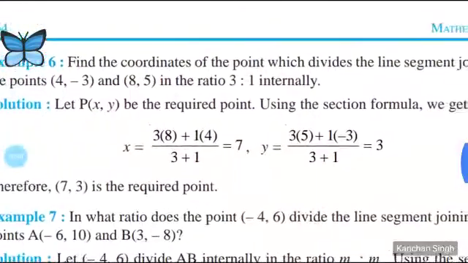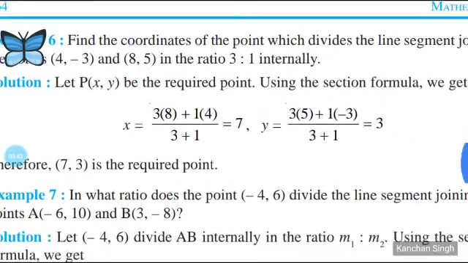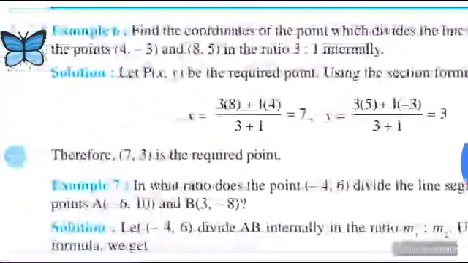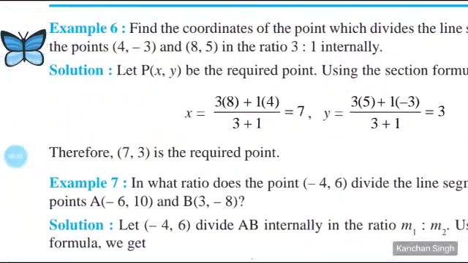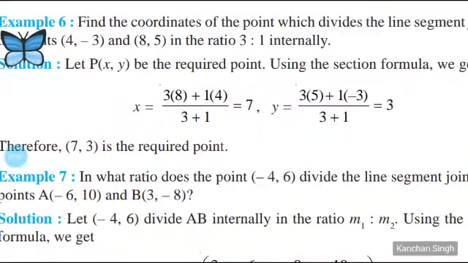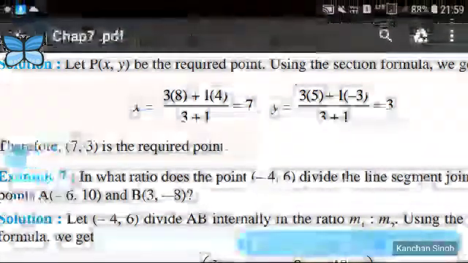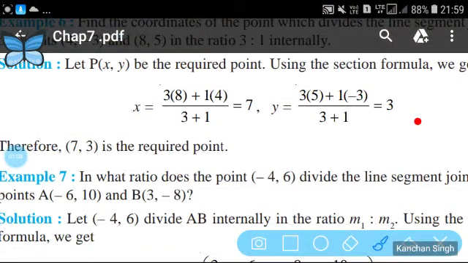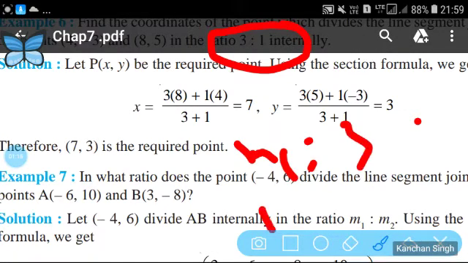Here our question is: find the coordinates of the point which divides the line segment joining the points (4, -3) and (8, 5) in the ratio 3:1 internally. Here the ratio is given as 3:1, so we have m1 as 3 and m2 as 1.